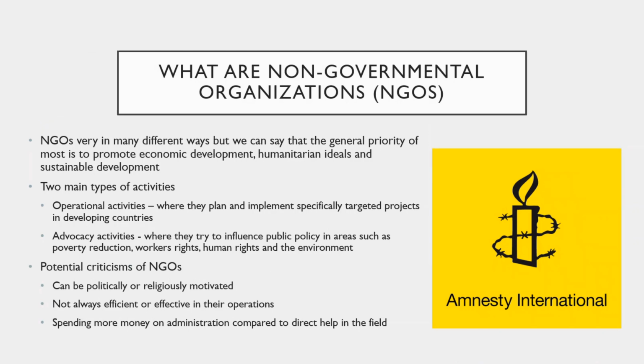All right, non-governmental organizations, NGOs, vary in different ways, but generally they're not a business. They have some kind of goal that is not related to making profits. A nonprofit organization is not trying to make money. They're trying to work on a humanitarian ideal. The two main types of activities they do are operational activities, where they plan and implement specific targeted projects in developing countries, and advocacy activities, where they try to influence public policy in areas such as poverty reduction, workers' rights, human rights, and the environment.